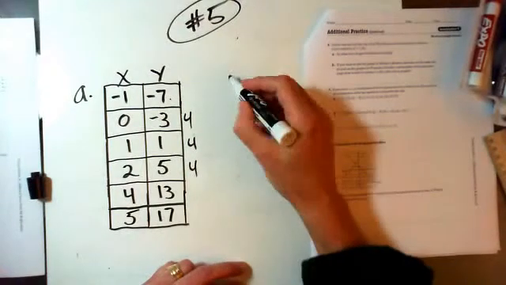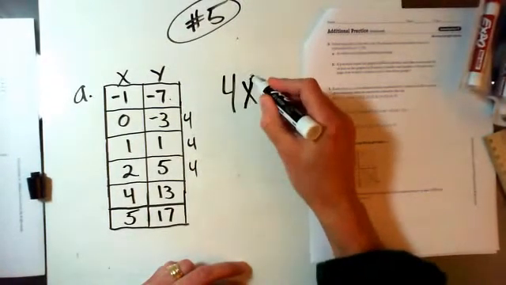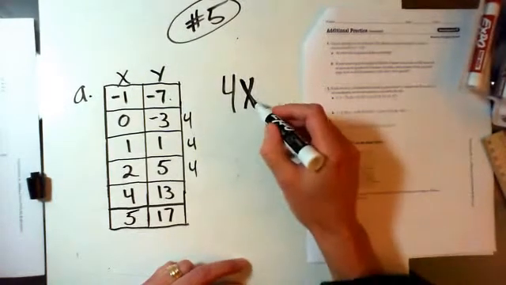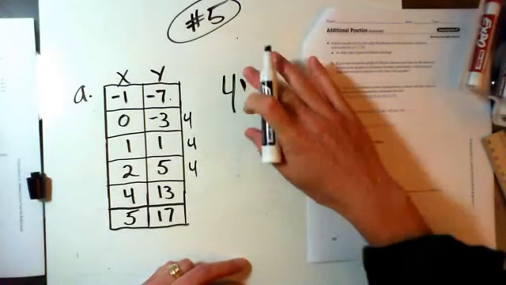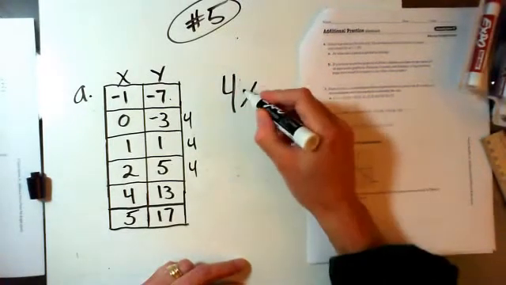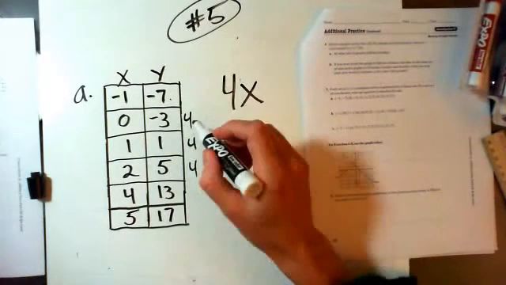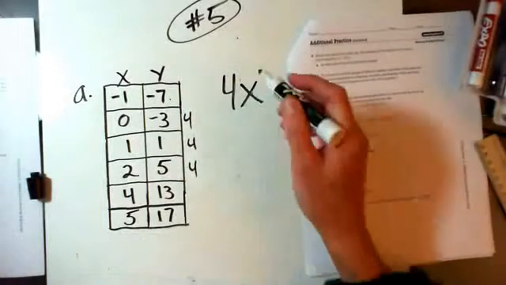So if you'll remember, we'll start off our equation by just simply saying 4x. 4 is multiplied by x. Now, that's a horrible x. Gotta make a better x. There we go. That's a much better x. Now we go to the next step.